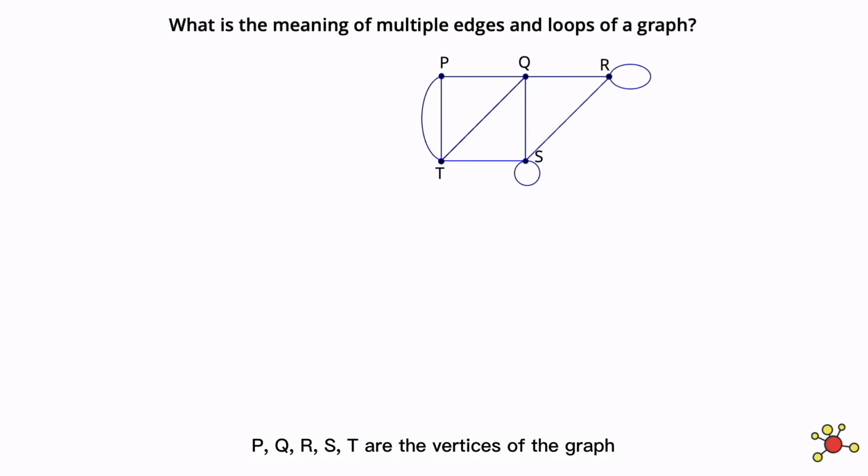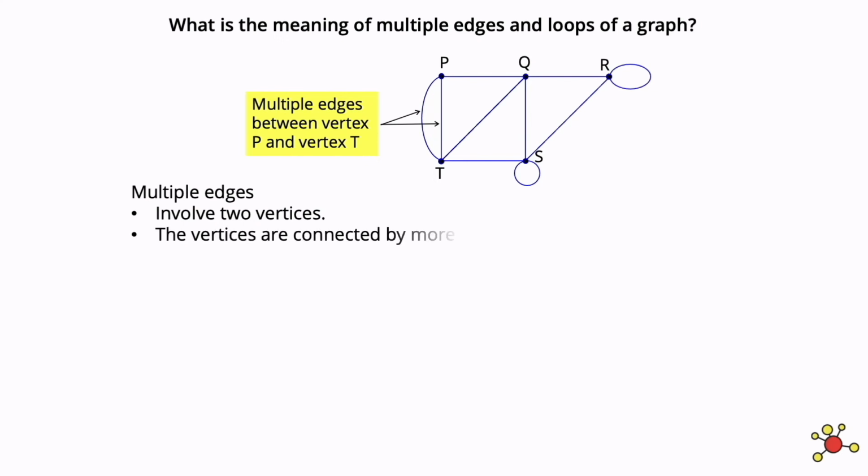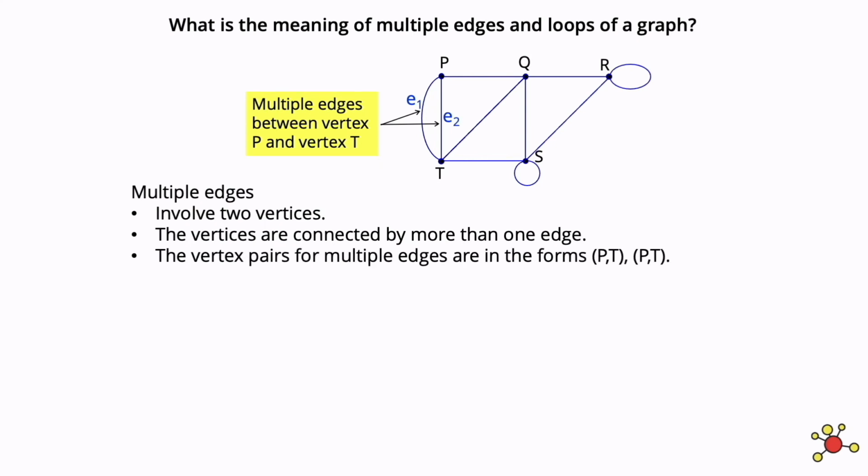What is the meaning of multiple edges and loops of a graph? Let's see the graph below. P, Q, R, S, T are the vertices of the graph. The lines joining the vertices are edges. The multiple edges involve two vertices, vertex P and vertex T. The vertices are connected by more than one edge, E1 and E2. The vertex pairs for multiple edges are in the form (P, T) and (P, T). The sum of degrees is twice the number of edges.